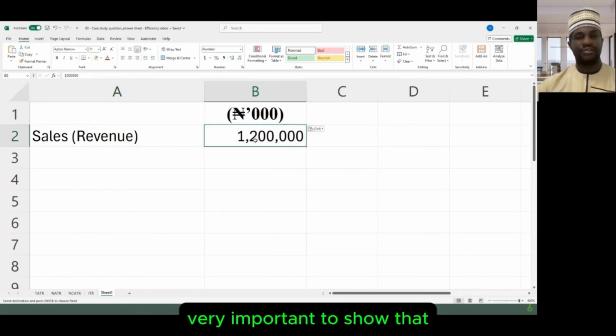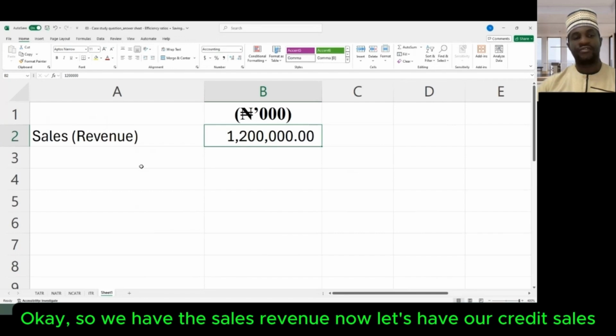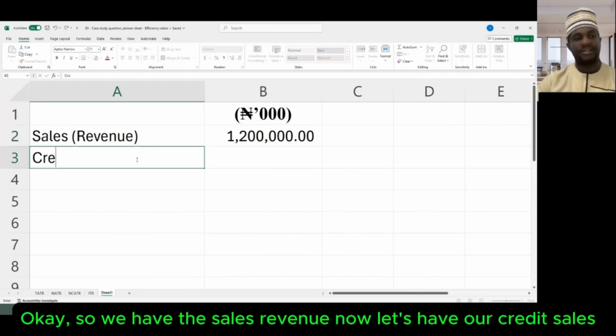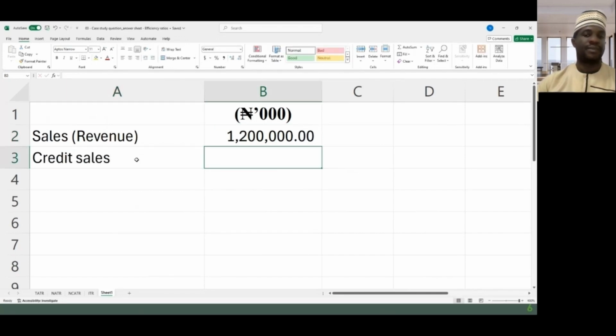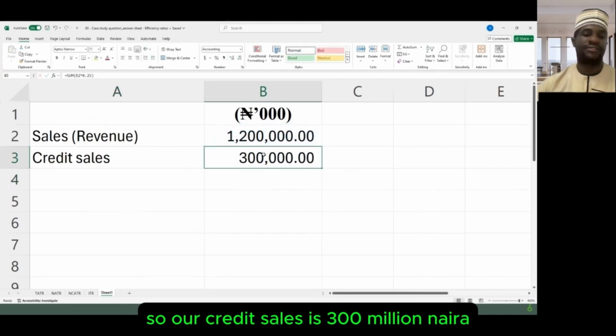So let me pick this Naira figure here. Very important to show that this is the actual value of what we are doing. Okay, so we have the sales revenue. Now let's have credit sales. Credit sales is our total sales by 25%. So our credit sales is 300 million.